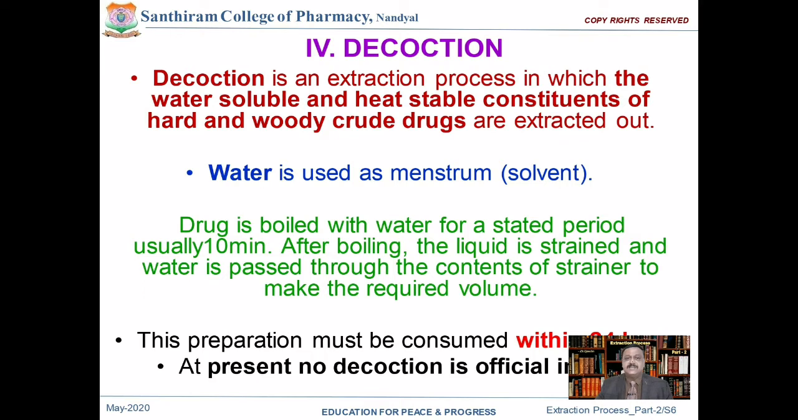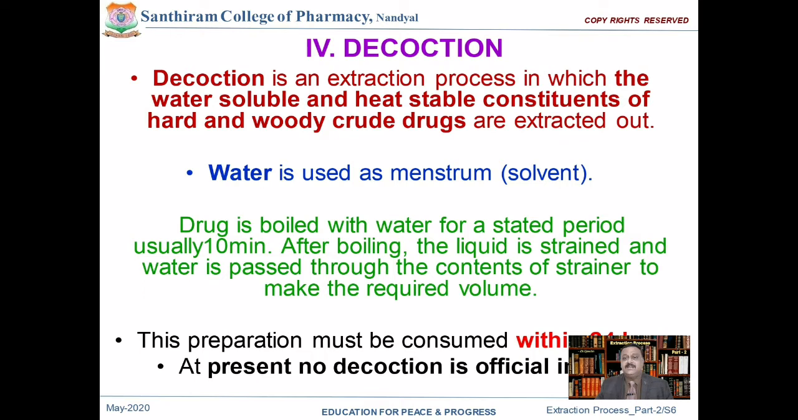Even in this case, that is in decoction, the menstruum or the solvent used is water. And in this case, the drug is boiled with water for a stated period of time, usually for 10 minutes. And after boiling, the liquid is strained and the water is passed through the contents of the strainer to make the required volume. So initially, the drug has to be boiled with water for a stated period of time, that is for about 10 minutes.